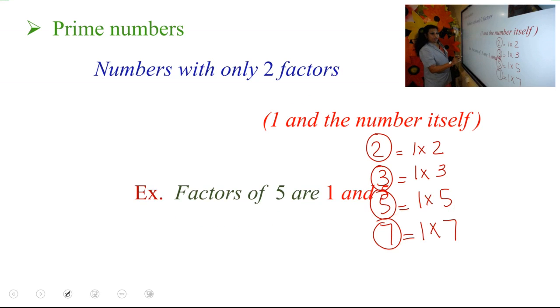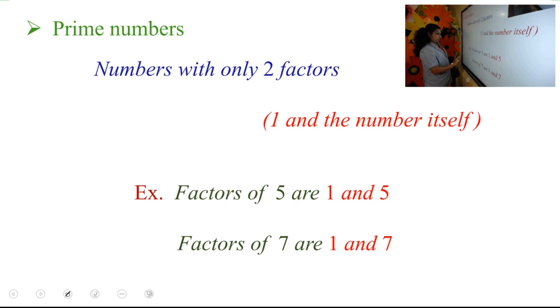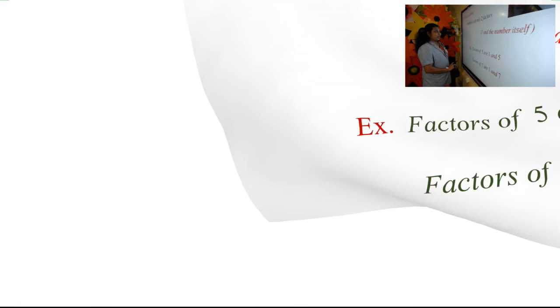Next, factors of 5: 1 and 5. Factors of 7: 1 and 7. I told you earlier. Next is composite numbers.